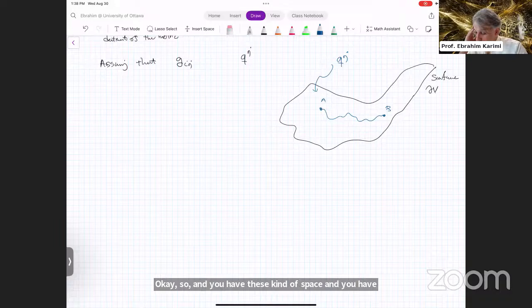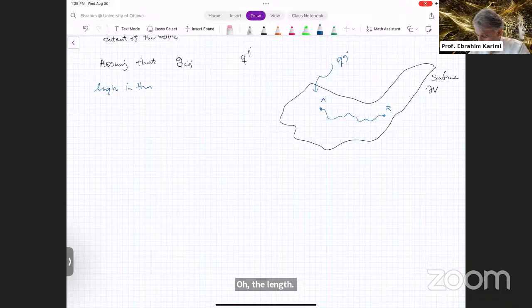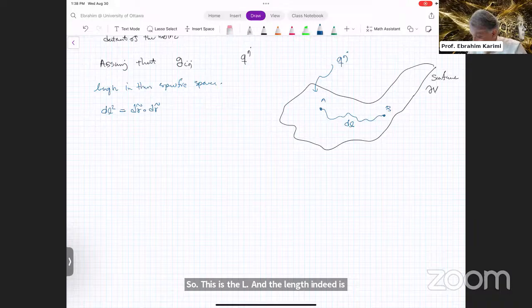Okay. So you have this kind of space and you have these parameters, which is Qi. And now, of course, for this space, you can define what is happening with the displacement or the length in that specific space, which is indeed given by, let's say, dl square. So this is the dl. And the length indeed is dr dot dr. We agree about that. So you have an infinitely small displacement here, dr, and then you do the dot product and you will get the length.